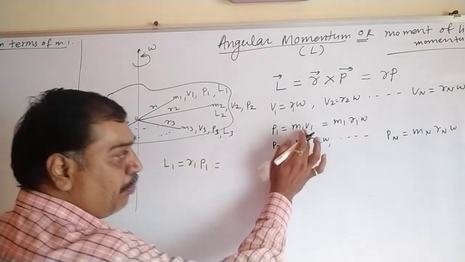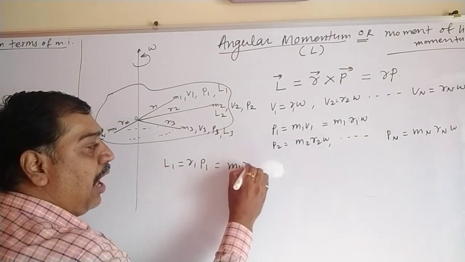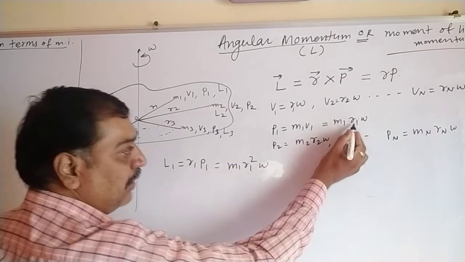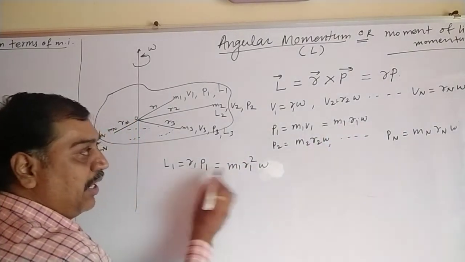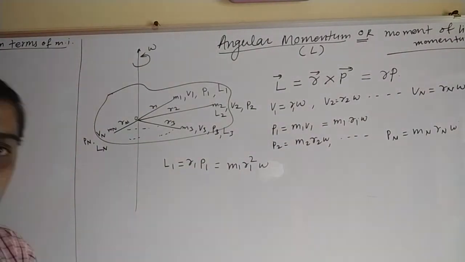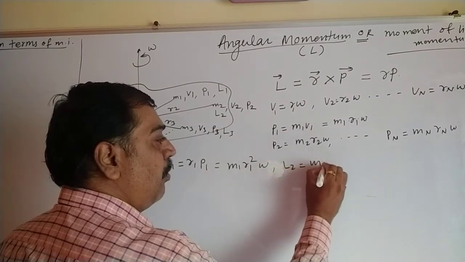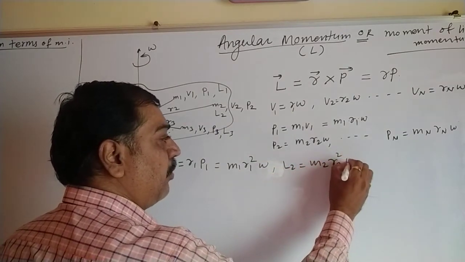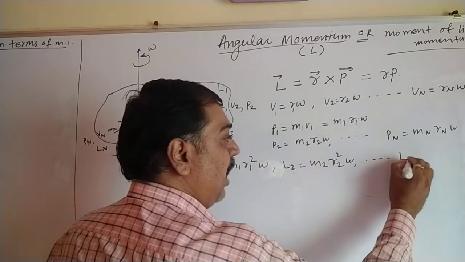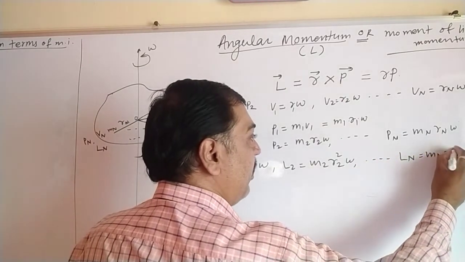But we know the value of P1 is this. Put it here. So you can write M1 R1 square omega. This R1 into this R1, it is R1 square omega. So M1 R1 square omega is L1. Similarly, L2 equals M2 R2 square into omega, so on up to Ln equal to Mn Rn square into omega.